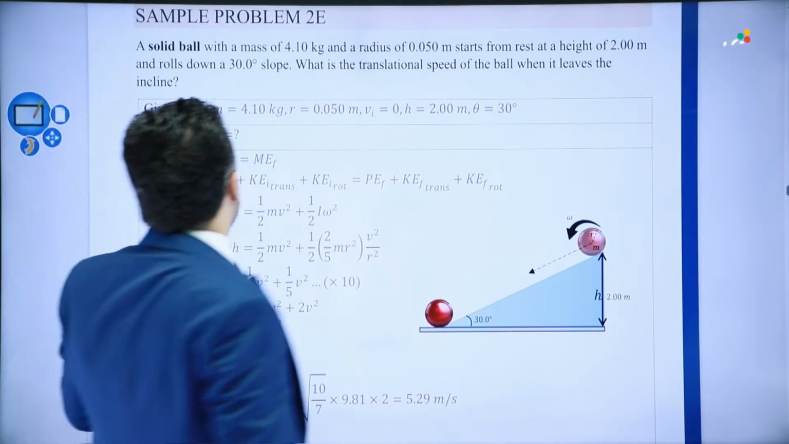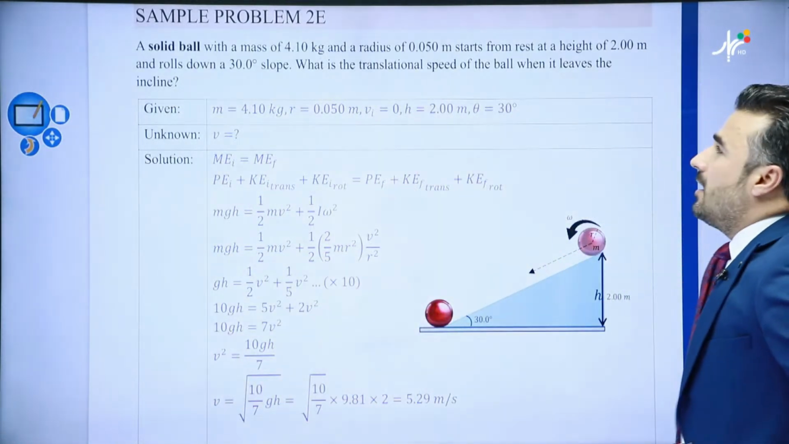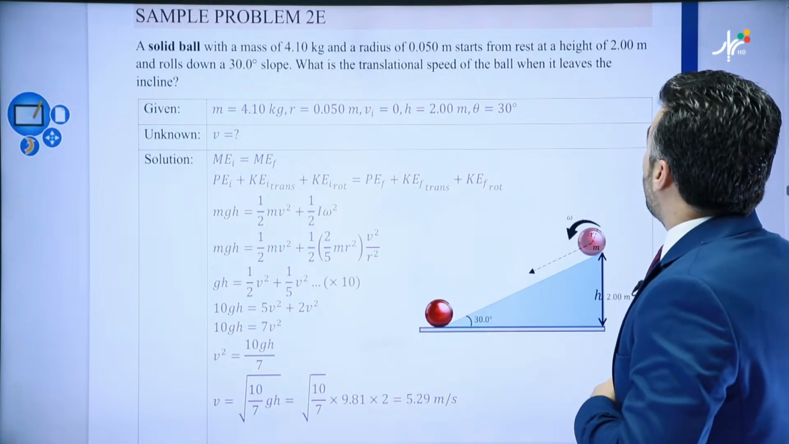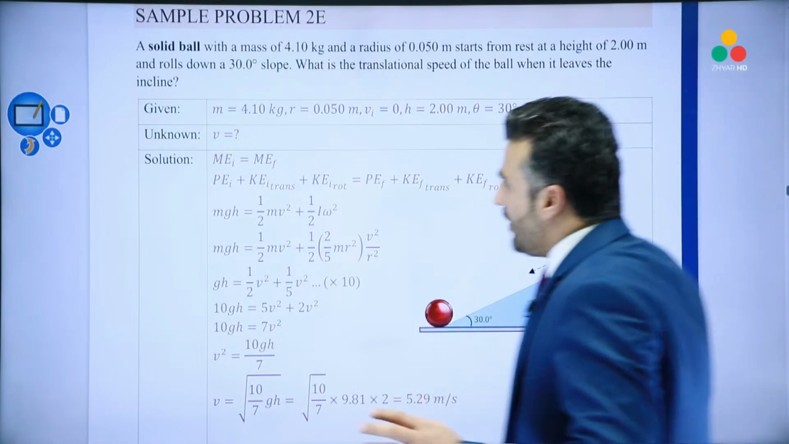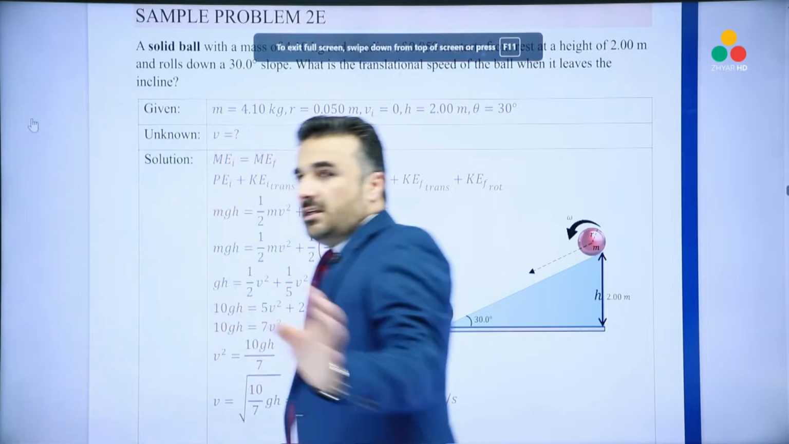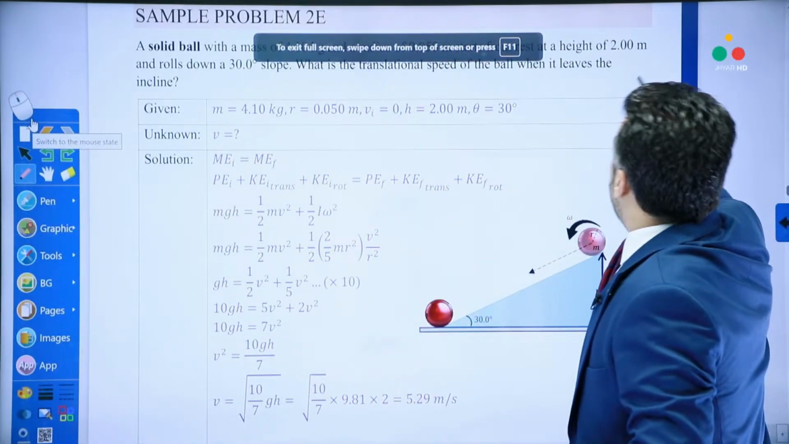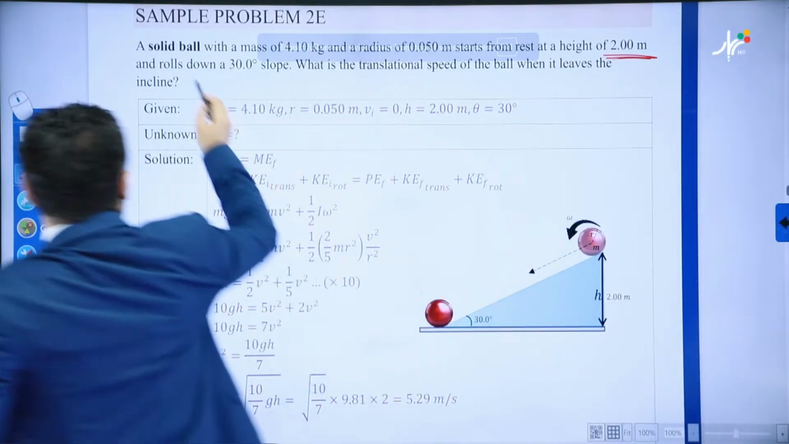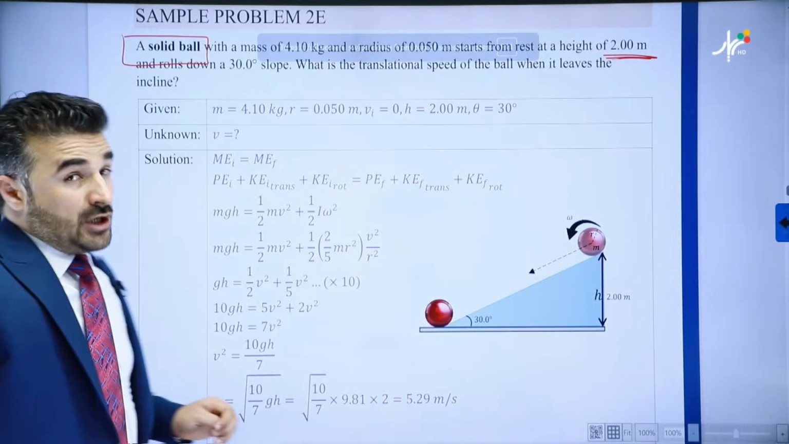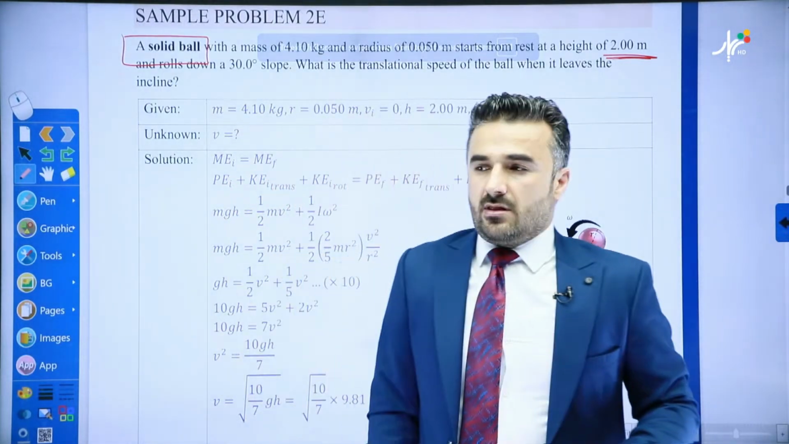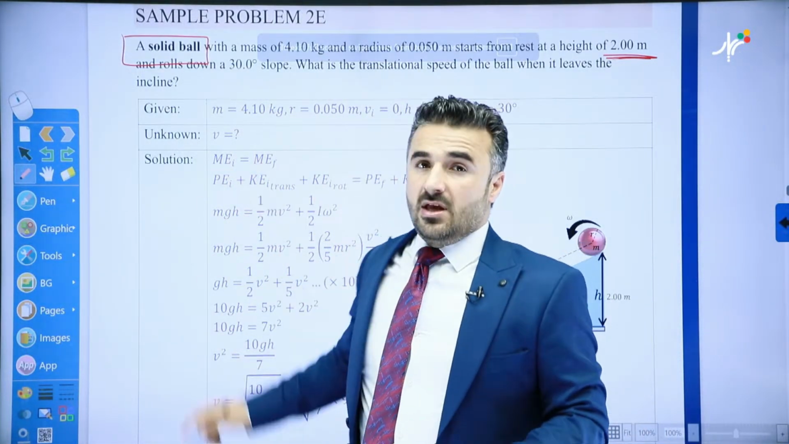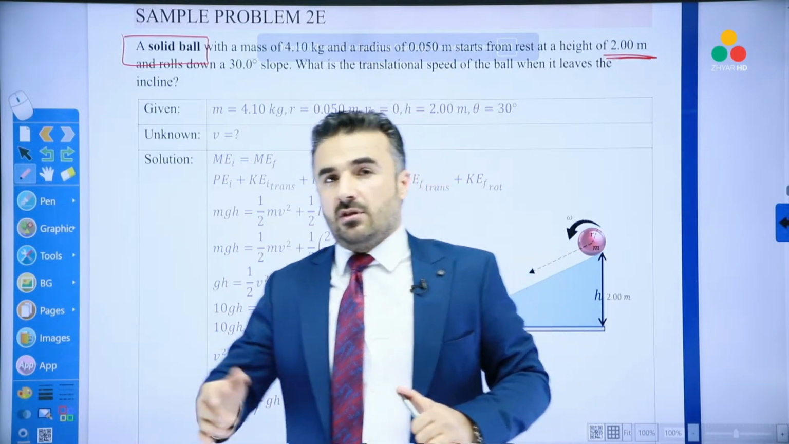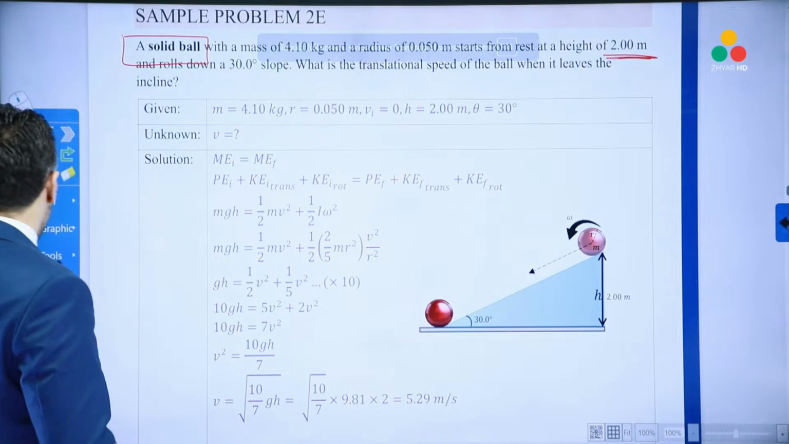So we have, it says, a solid ball with a mass of 4.1 kilograms and a radius of this starts from rest at a height of 2 meters. So all you need, if height is given, is basically this 2 meters. And that is the height, yeah? And then one more thing as well, you need the shape of the object. Why? Because we want the moment of inertia for this shape to find the factor so we can multiply by gravitational acceleration multiplied by the height.